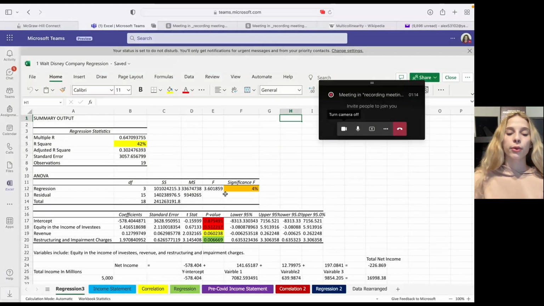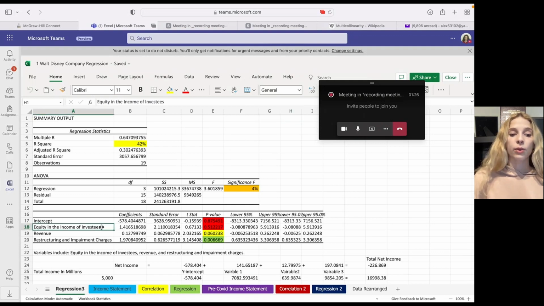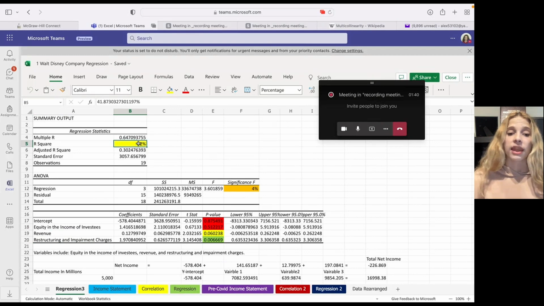Today I wanted to talk about the regression analysis performed on the income statement of Disney World from the years 2004 to 2022. From this income statement, we were able to choose three variables: equity in the income of investees, revenue, and the restructuring and impairment charges. We ran a regression analysis on these three variables, which gave a summary output. This summary output contained an R-square of 42%, meaning our equation is 42% viable to predict the total net income of Disney in a given year.